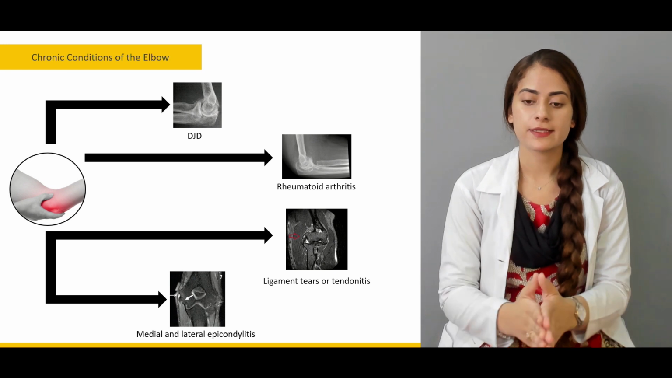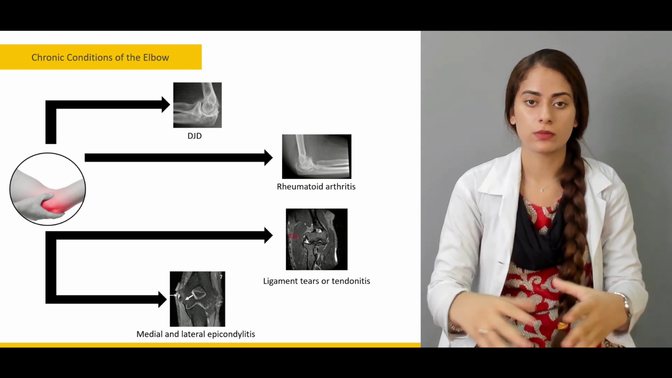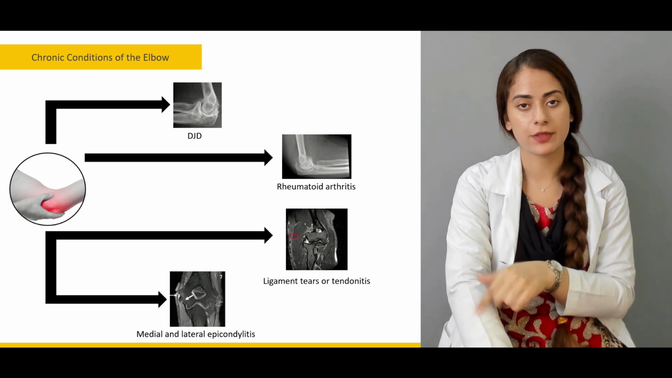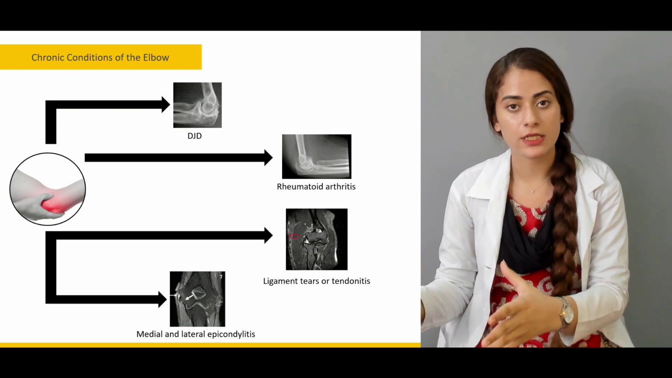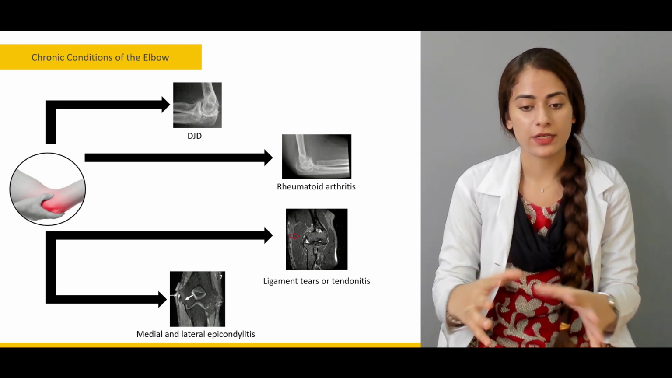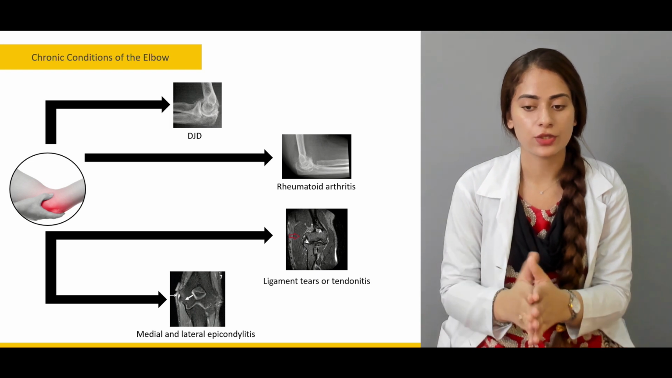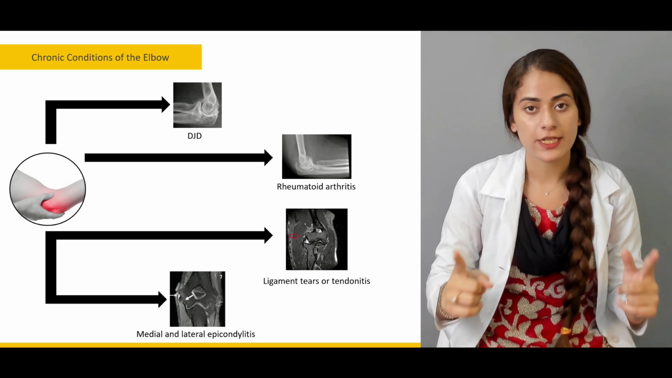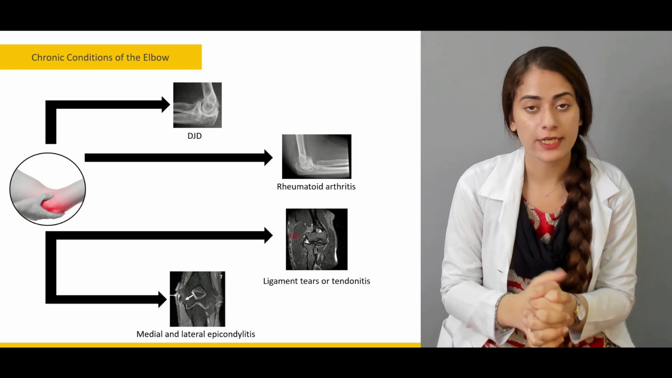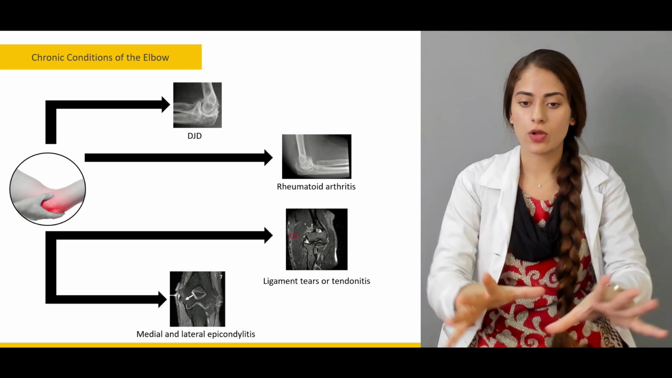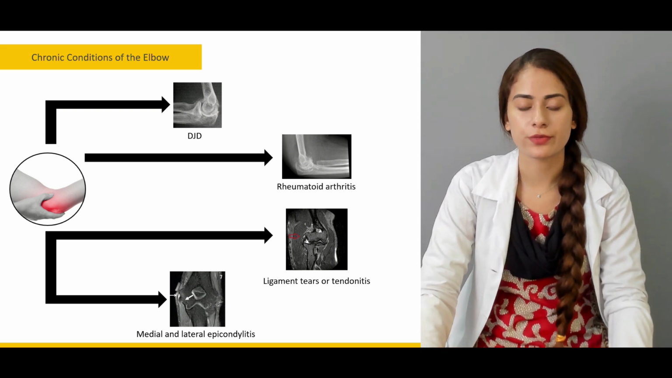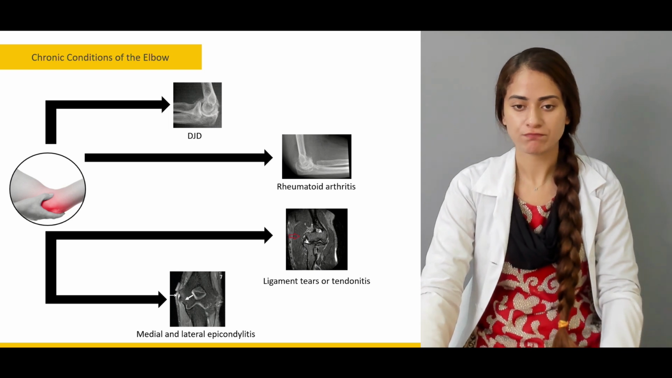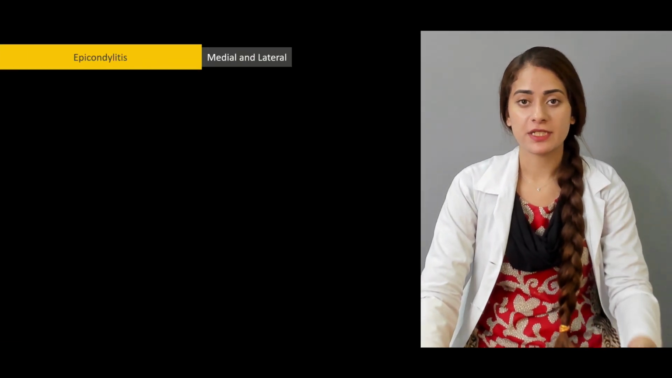Then, like I said, the ligaments are attached: the collateral ligament of the ulna and radius, so we will discuss that in the ligament tears. And the medial and lateral epicondylitis is similar to tendonitis because these tendons attach to the medial and lateral epicondyles. This is all interrelated, and we'll discuss it in this chronic conditions of the elbow section of the lecture. So let's start with medial and lateral epicondylitis.